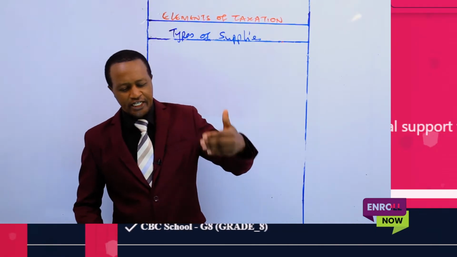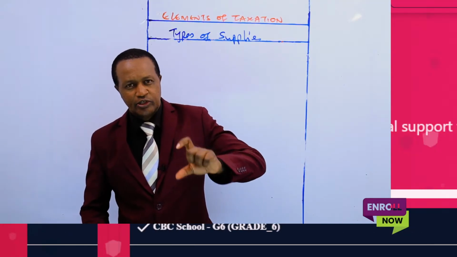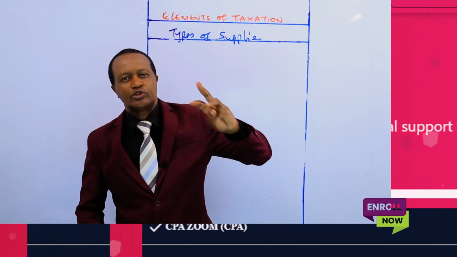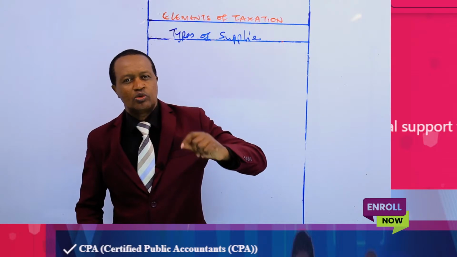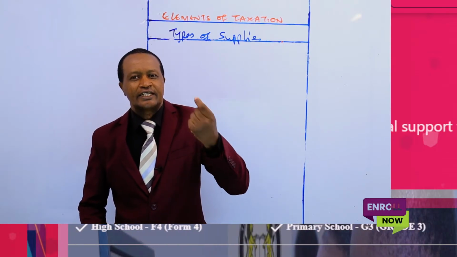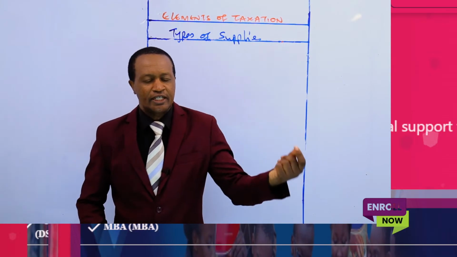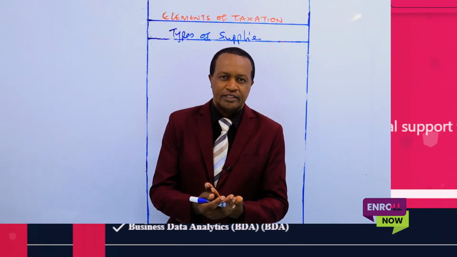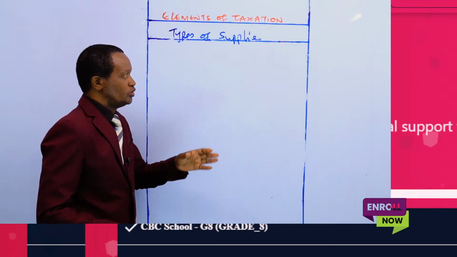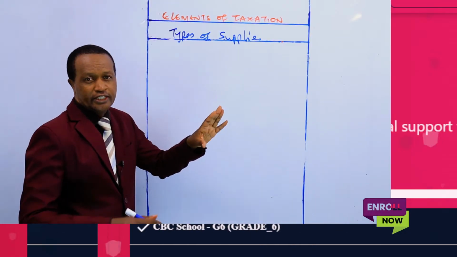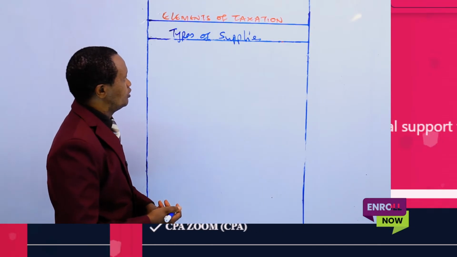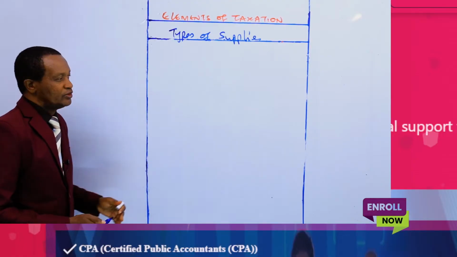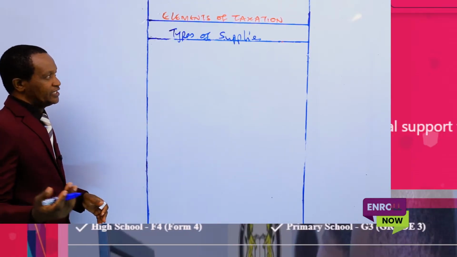So the VAT Act of 2013 categorizes supplies into three main types. One is standard rated supplies. We have zero rated supplies and exempt supplies. So we're going to try and understand all these types of supplies, beginning with the standard rated supplies.